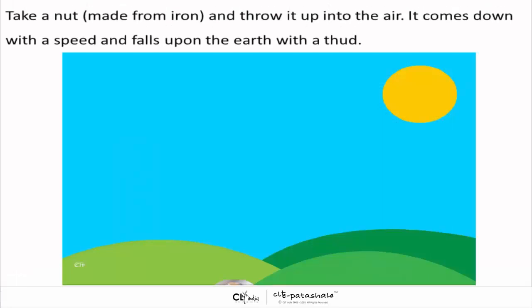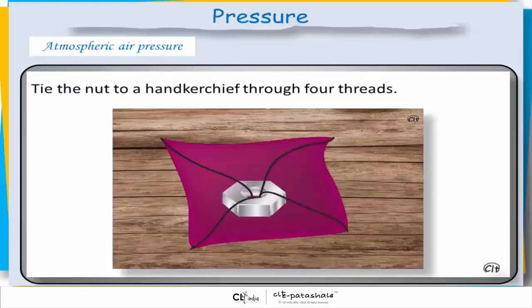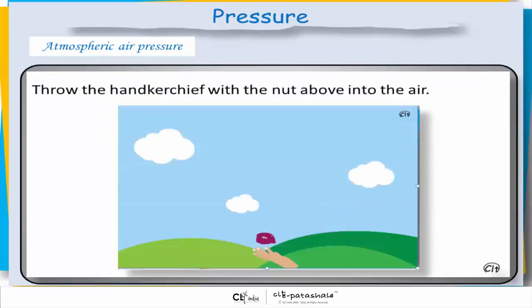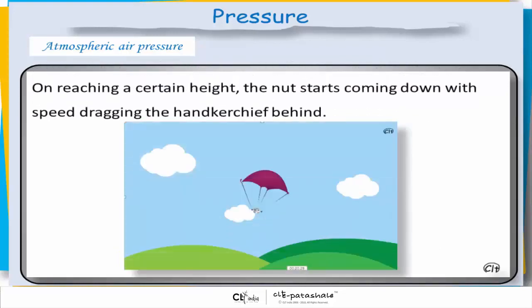Take a nut made from iron and throw it up into the air. It comes down with a speed and falls upon the earth with a thud. Tie the nut to a handkerchief through the 4 threads. Throw the handkerchief with the nut above into the air. On reaching a certain height, the nut starts coming down with a speed, dragging the handkerchief behind, like a parachute, you can see in the figure.